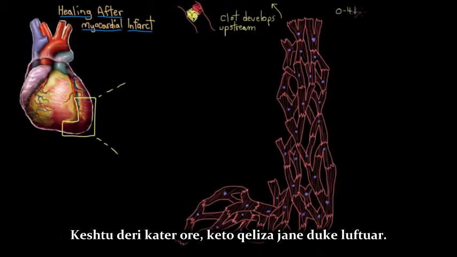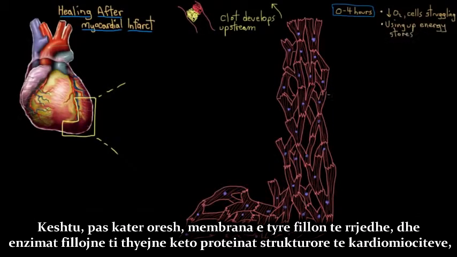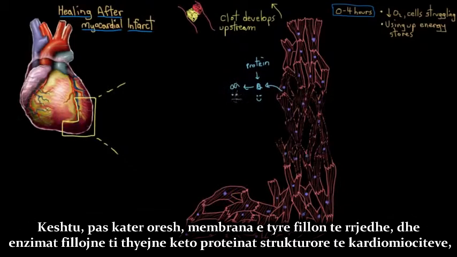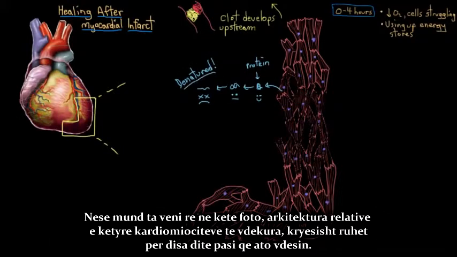Up until about 4 hours, these cells are just struggling. They're using up all of their energy stores and they're really trying their hardest to survive. After about 4 hours, their membranes start to become leaky and enzymes start denaturing or breaking down these structural proteins of these cardiomyocytes. And other proteins inside the heart muscle cell begin to unravel and die off as well. But as you can see in this little picture here, the relative architecture of these dead cardiomyocytes is basically preserved for a few days after they die.